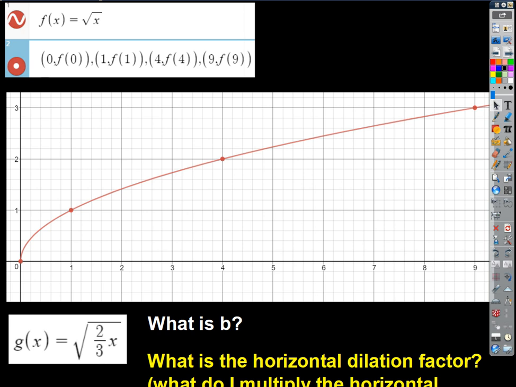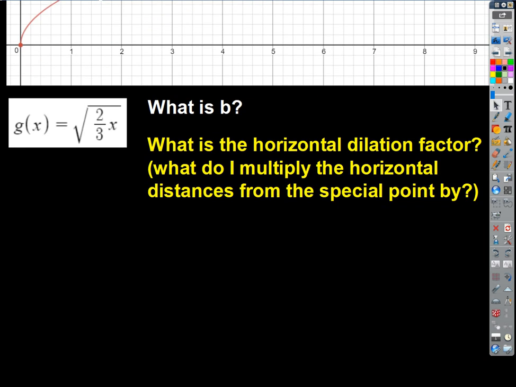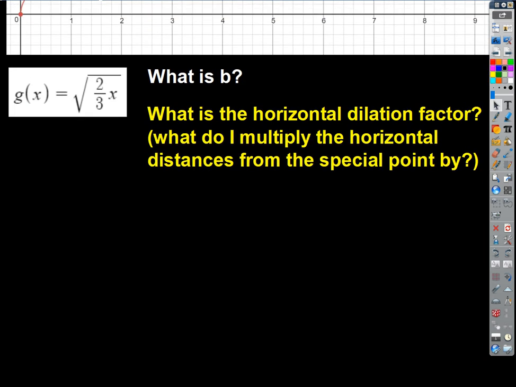So what's this going to do? We're comparing this to, if we're going to do horizontal stuff, we're going to horizontally dilate, and then we can translate too. But we're not going to worry about the vertical part, so we'll forget about this part. If f of x is just the square root of x, we can write all of our transformed graphs in this way.